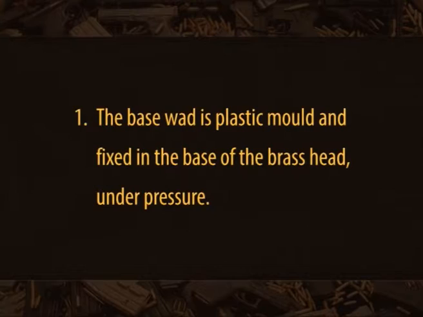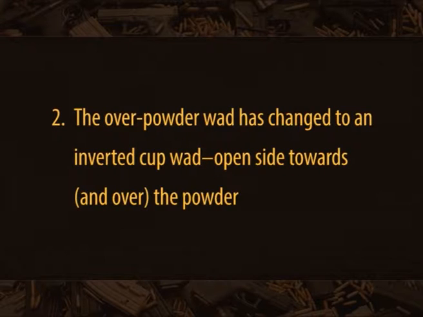The modern shotgun wadding has undergone several changes in the last few decades. The following changes have been made. The base wad is plastic molded and fixed in the base of the brass head under pressure. The overpowder wad has changed to an inverted cup wad, open side towards and over the powder, so that when the gases are formed, the lip, the open round edge of the cup, is pressed with pressure against the barrel and thus it seals the bore. It prevents the escape of gases from the sides.